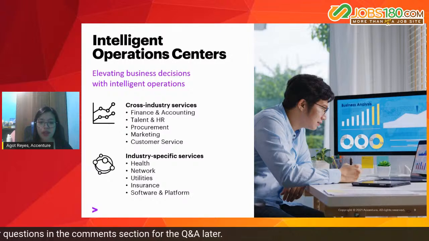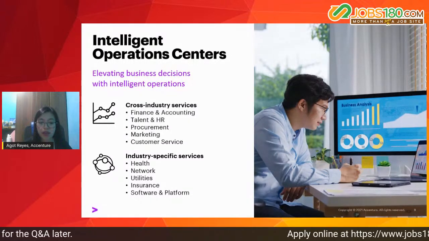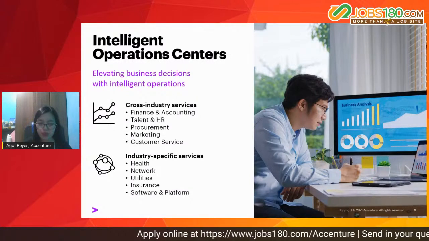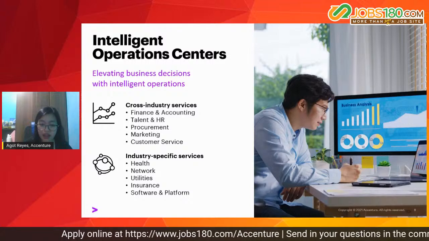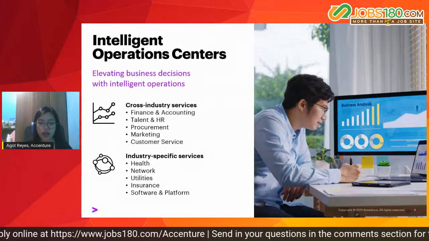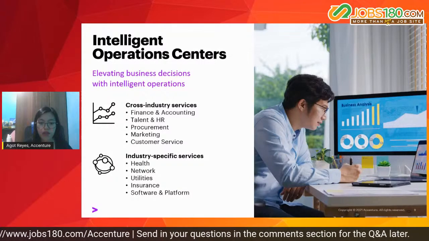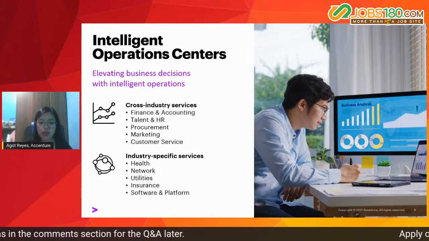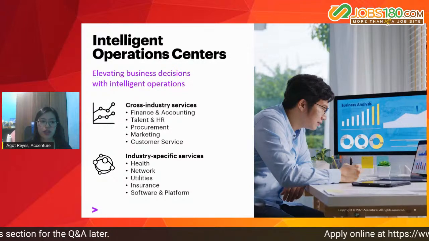And then next, for industry specific services, we have health, and I think we're going to have more demand for nurses in the coming years. So you'd be supporting different hospital or health clients out there, and that's global. We'll also have network, utilities, insurance, and of course software and platform for tech students who would be interested to be under intelligent operations. Next slide.